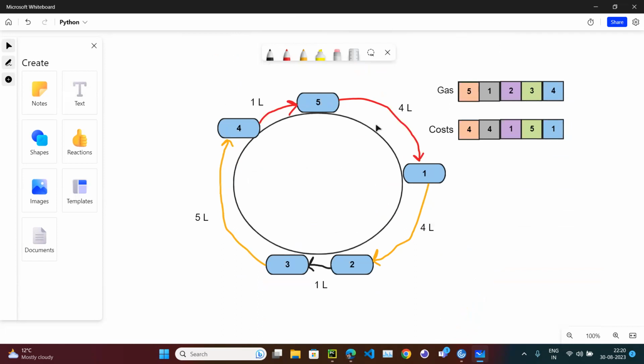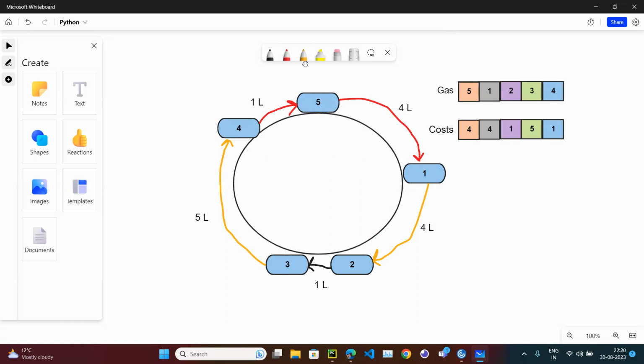Now, next example. We have 5 stations in a circular route. So 5, 1, 2, 3, 4. The first station has 5 liters of gas, the second station has 1 liter, the third station has 2 liters, the fourth station has 3 liters, and the fifth station has 2 liters. We need to find the starting point.